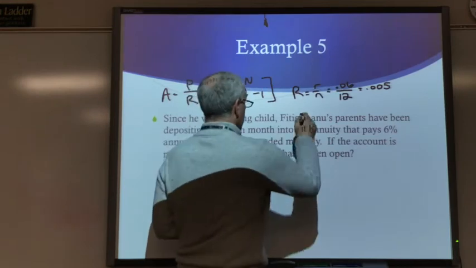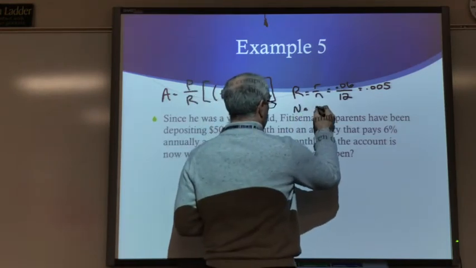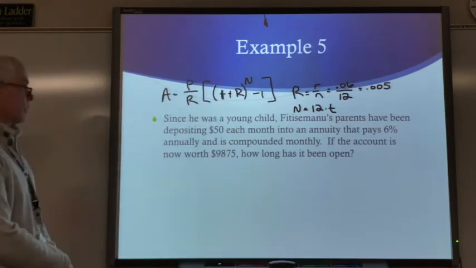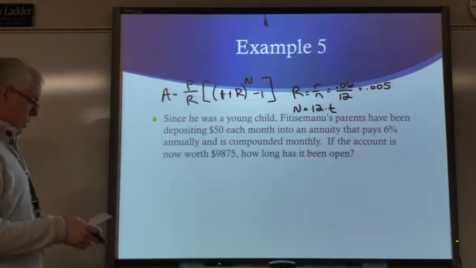Okay, and big N compounded monthly would be 12T. Okay, so those are the things I would start with, and then I can start putting numbers into the formula.